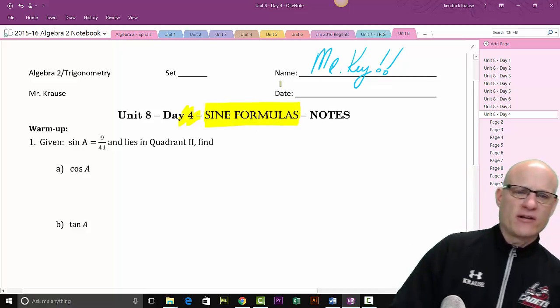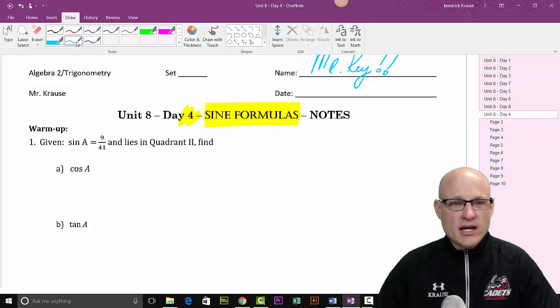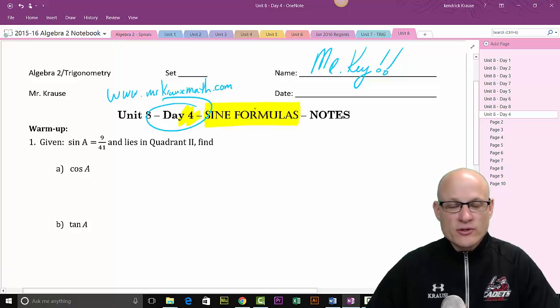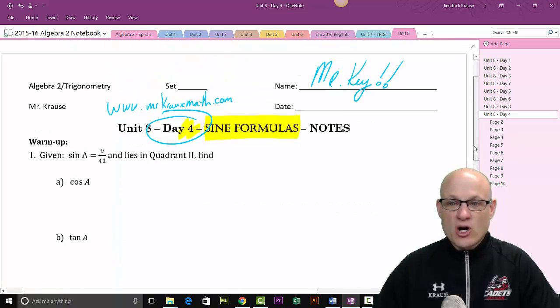So, do me a favor. You should have this sheet already. If you don't have it printed, go to www.mrkrausmath.com. And this is day 4. Look for Unit 8, day 4, under your particular set. You should have it printed out. Now, this first page, I'd like you just to go through it on your own.